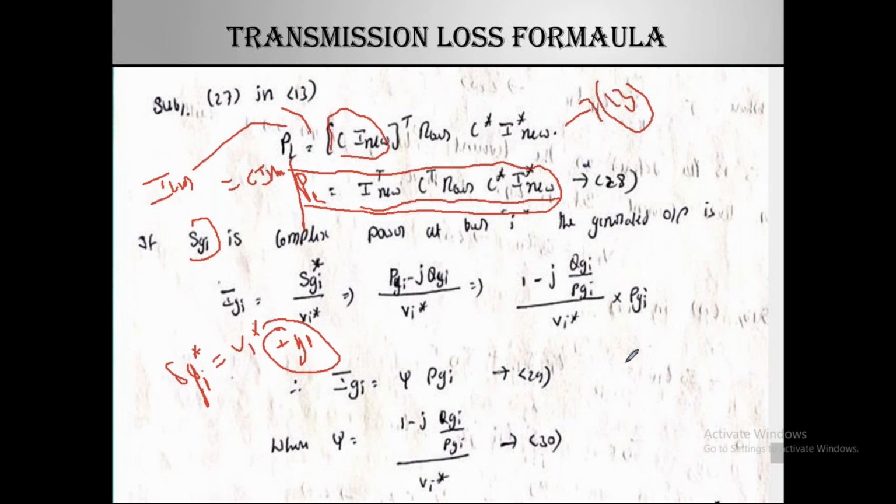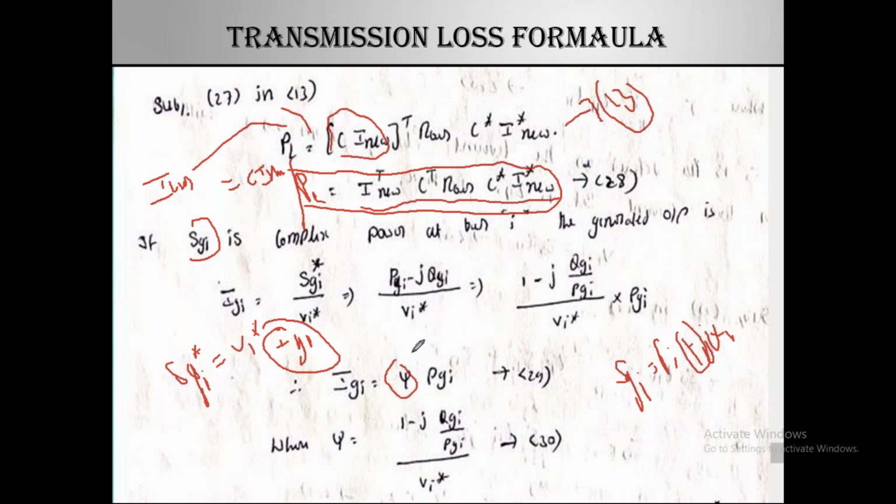Here conjugate means that SGi can be written as Pi plus jQi. If you apply the conjugate here, the positive sign becomes negative. From this equation you can write 1 minus jQGi by PGi, so this is called the penalty factor, given by psi i. This is the formula for the penalty factor for the particular generating station. If it is generating station 1, you can use that penalty factor. By using the penalty factor, you can find the current coming from generator 1. Similarly, generator 2, like that you can get it.